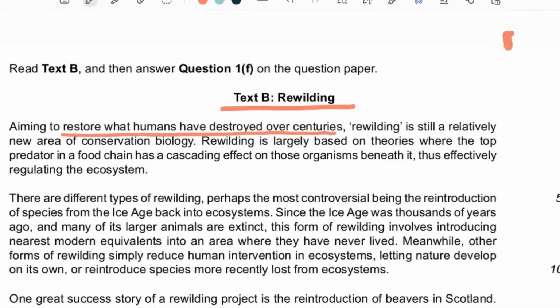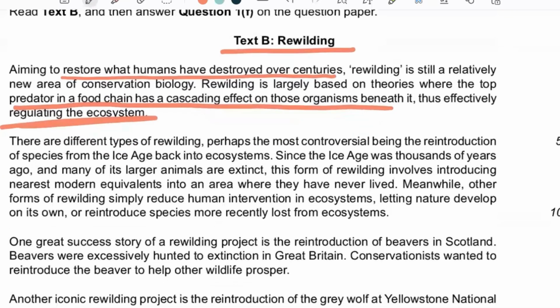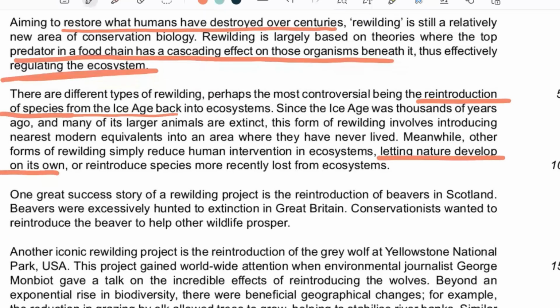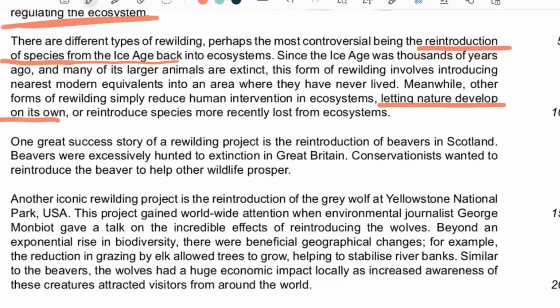Okay. Predators regulate ecosystems. This is a major point which we're going to change into our own words. Predators regulate ecosystems, right? Because we have to discuss this point then. All right, there's one more point: reintroduction of lost species from the ice age back into the ecosystem, and then letting nature develop on its own. So these are the 2 points, and reintroduces species means reintroducing the lost species.